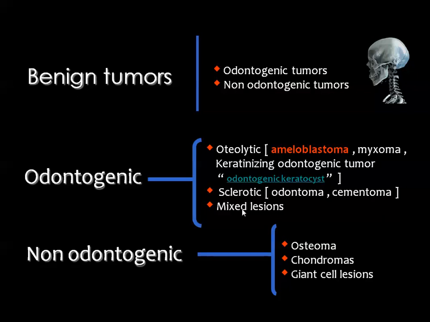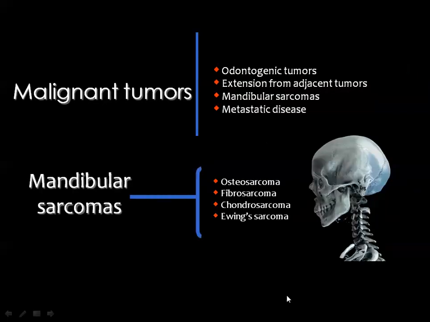Benign non-odontogenic tumors include the osteoma, chondroma, giant cell tumor, any tumor which can occur elsewhere in the body. Then the malignant lesions include the odontogenic malignant tumors, which are relatively rare, and tumors extending to the mandible from adjacent areas like the nasopharynx, the oropharynx, the tongue, and the mouth floor. Then mandibular sarcomas, like osteogenic sarcoma, chondrosarcoma, Ewing sarcoma, and metastatic disease.